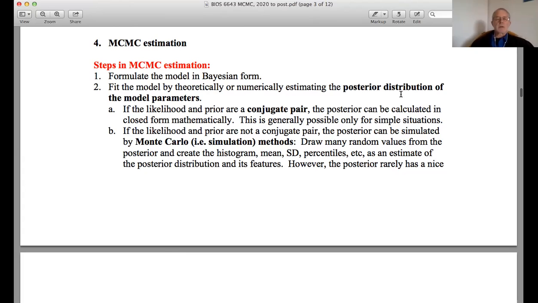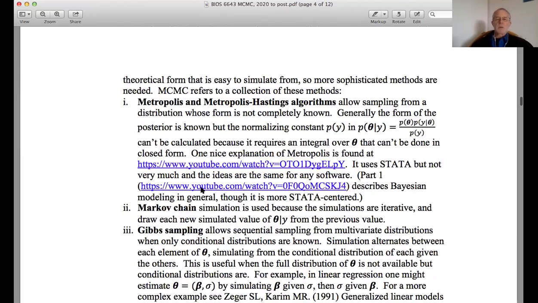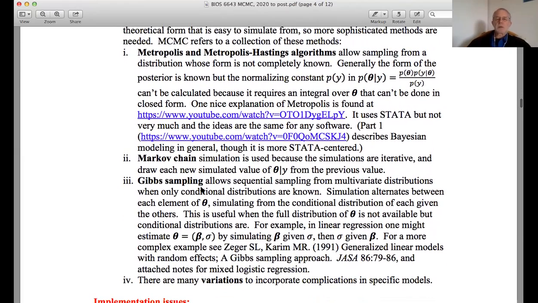So we're estimating the posterior distribution. Occasionally, almost never in practice, you will be able to calculate a closed form. That's unusual. Otherwise, we'll do things with simulation. There are 2 steps. There's a Metropolis or Metropolis-Hastings algorithm, which is what allows us to sample from the non-normal distribution. It's a clever way of kind of rejection sampling.